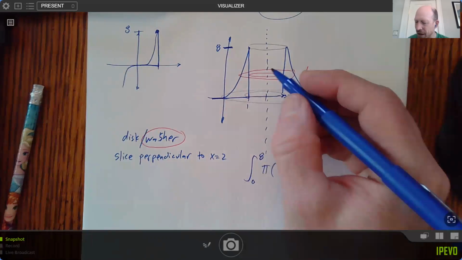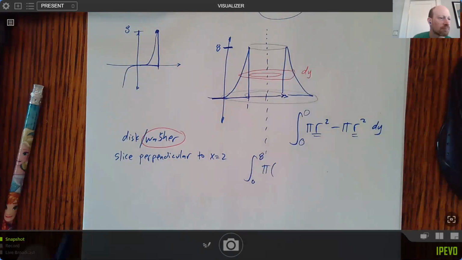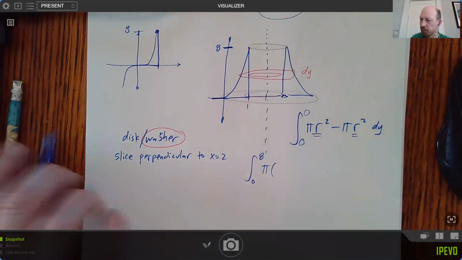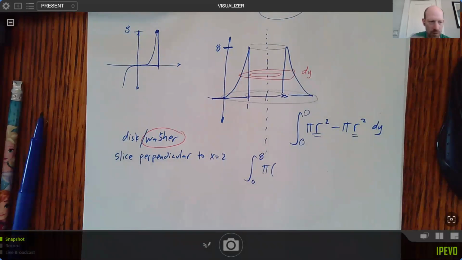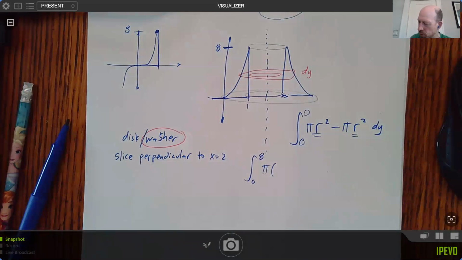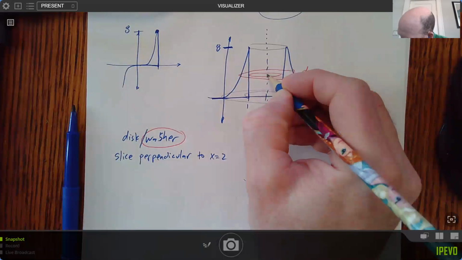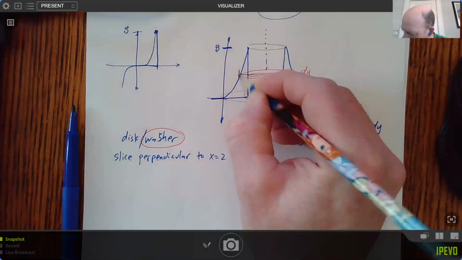Now, I need the outer radius. The outer radius is this distance.